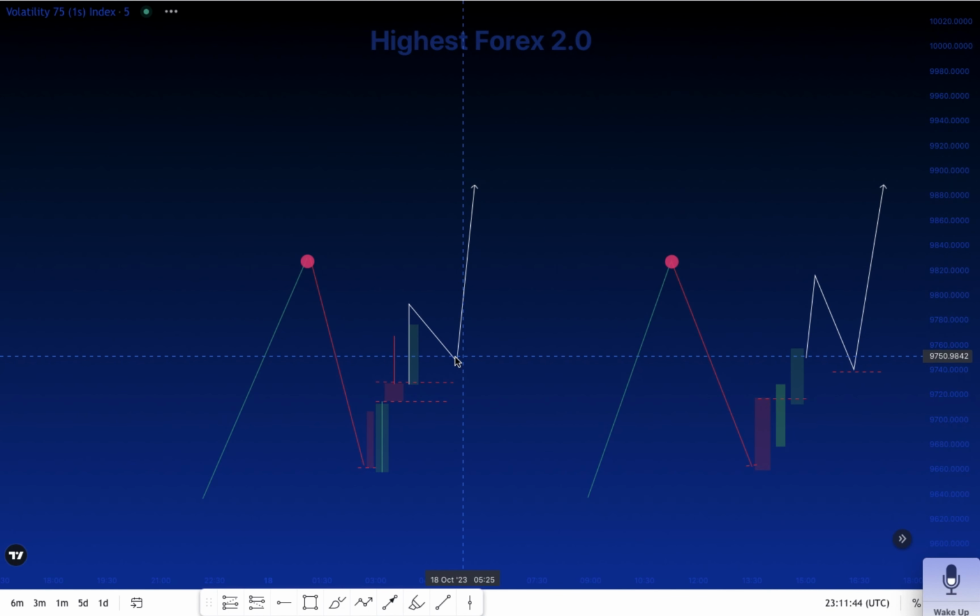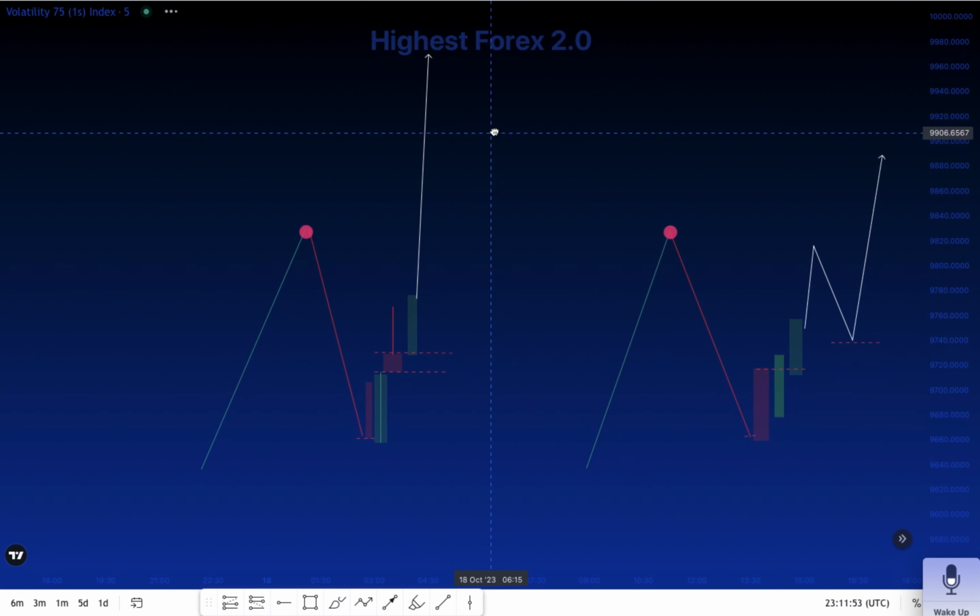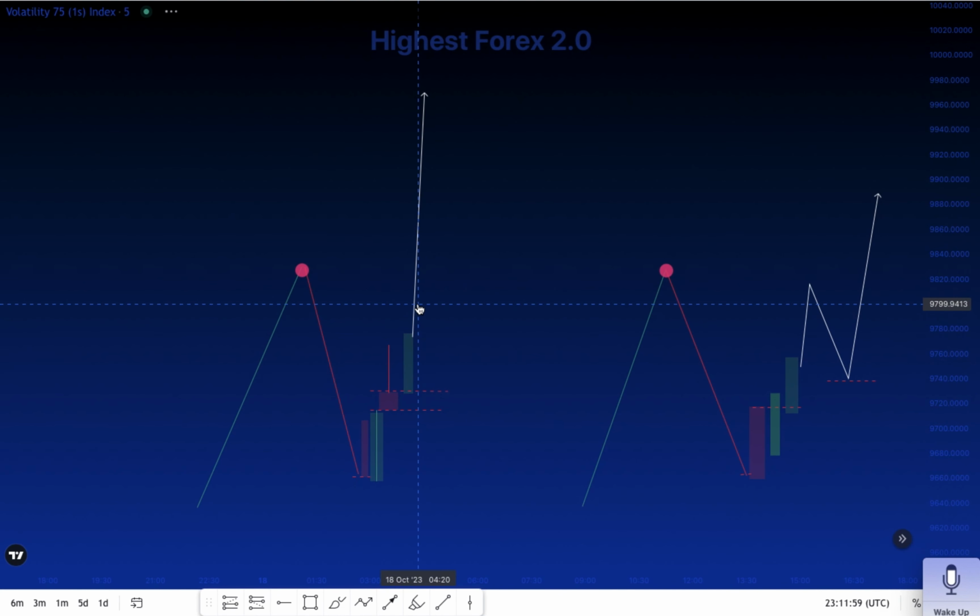Let me show something. Let's say price is like so, and instead of giving us that inducement push, it doesn't give us the inducement push, it just breaks to the upside like so. It means this candle is not valid to be an order block, because it has invalidated the fact that we need an inducement.